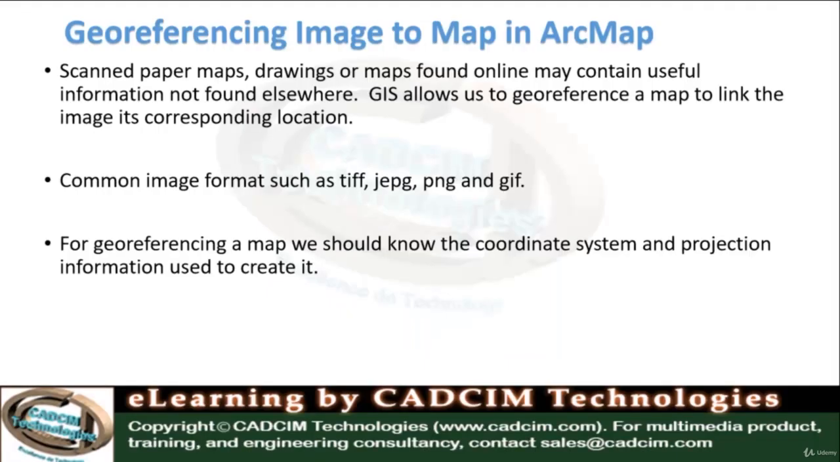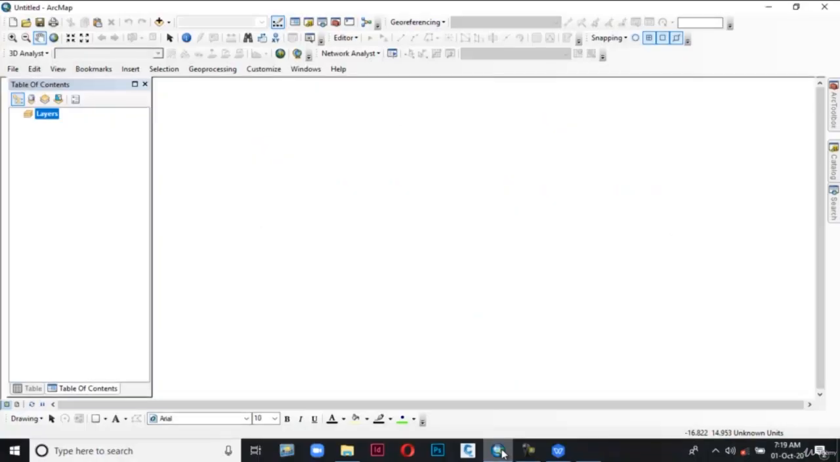For georeferencing a map, we should know the coordinate system and the projection used to create it. For many maps it may not be possible to locate, so we advise checking any accompanying information or metadata for projection information. For now, we can find the projection information under the title and set it using WGS 1984. To set our coordinate system, we are going to start by opening a new blank ArcMap.